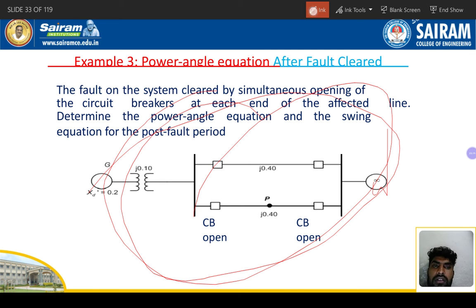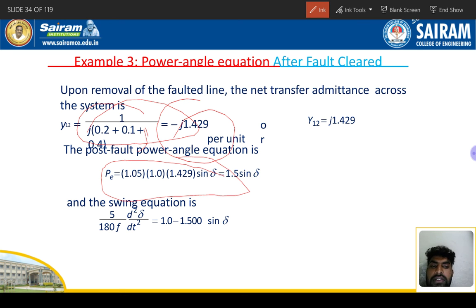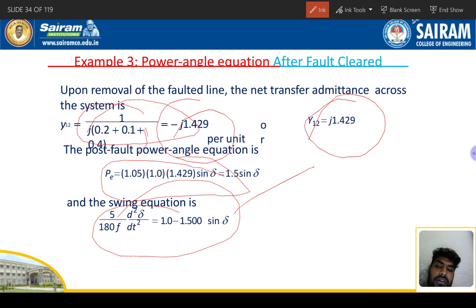Next we'll solve the problem from the previous slide. So Y1, if you want to calculate, that is 1 by j 0.2 j 0.1. So finally we will get minus j 1.249. If you want to calculate this one, P is equal to Pm into sin delta, Y12 is equal to j 1.429. Just to calculate 1.5 sin delta. So this one is a single equation. So H by pi f, pi is 180 and f is here, and d square delta by dt square, you will get this value as the final one, right?